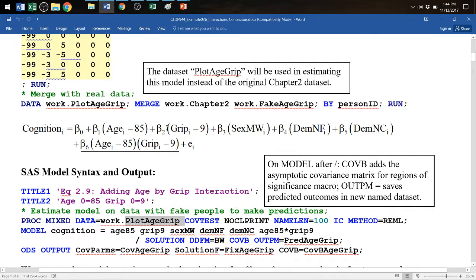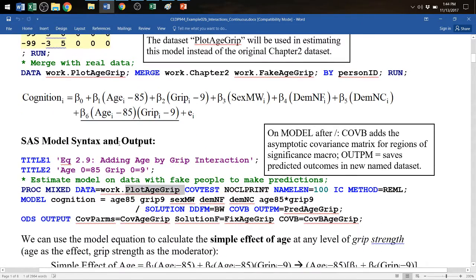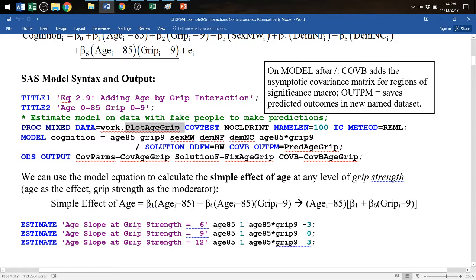What's going to happen is that these fake cases will get kicked out of the model estimation. But the command that tells SAS to save predicted values will include them because they were in the data set. So everyone in the data set gets a predicted value, including your fake people.